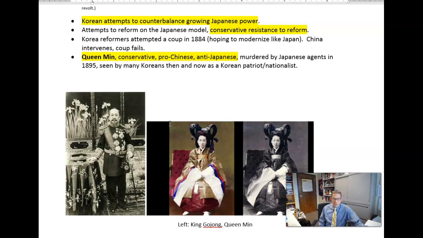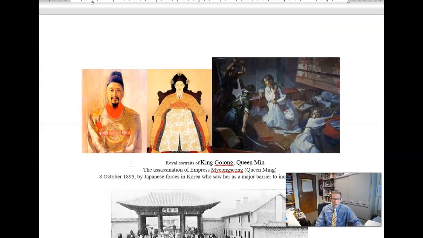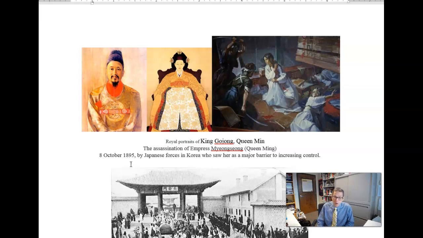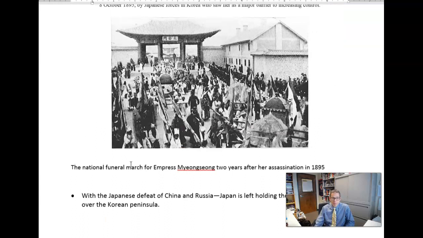Now, Queen Min is dead set against that. Eventually, the Japanese realize that she's an impediment or obstacle to any plan to colonize Korea. They send some Japanese assassins and they murder her in her palace. Koreans to this day think bitterly back on having their queen murdered by Japanese assassins as the Japanese were in the process of trying to colonize Korea. There's much more to that story, but eventually, that is what's going to happen. The Japanese would ultimately colonize the Korean Peninsula.